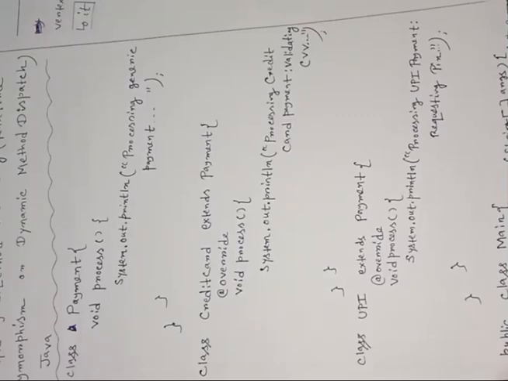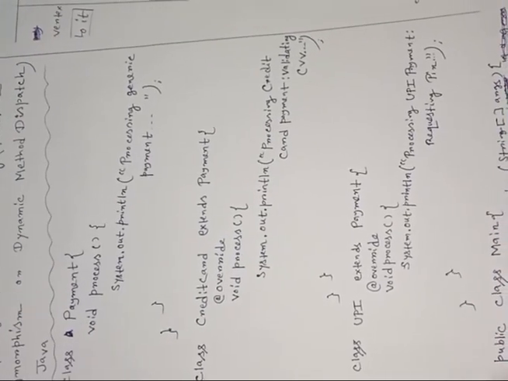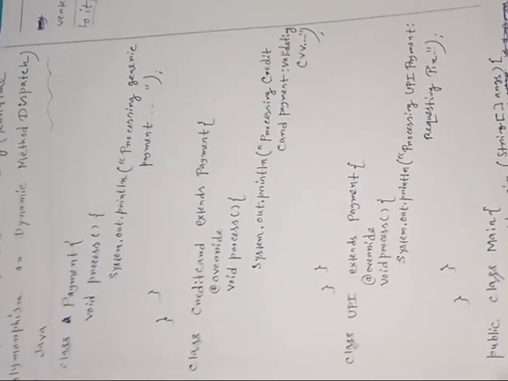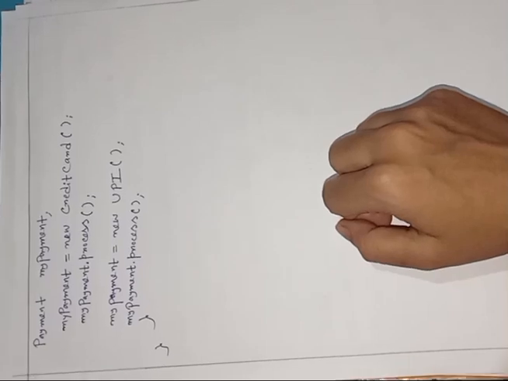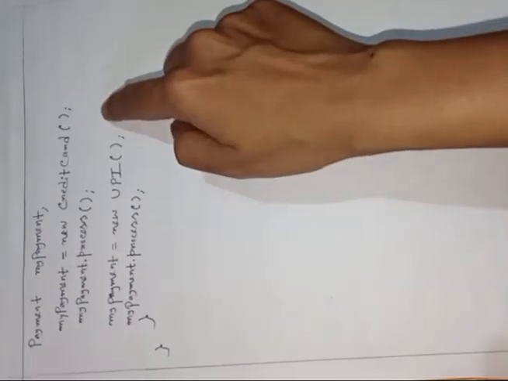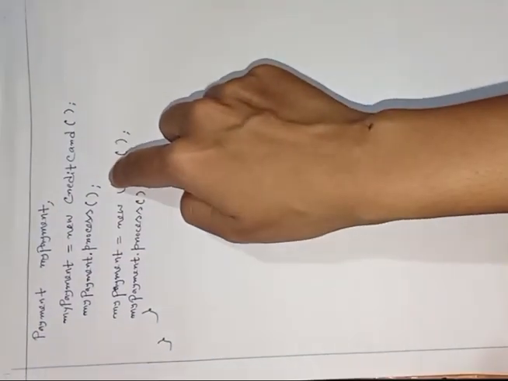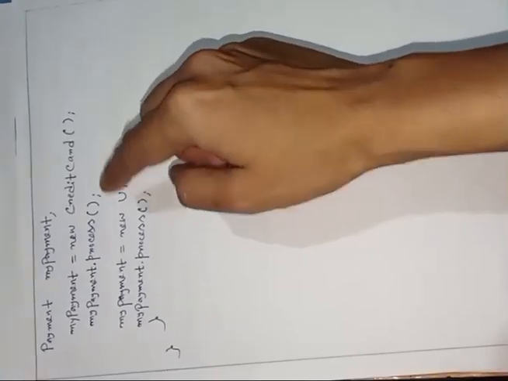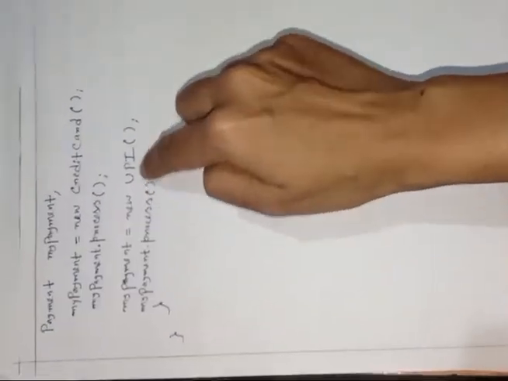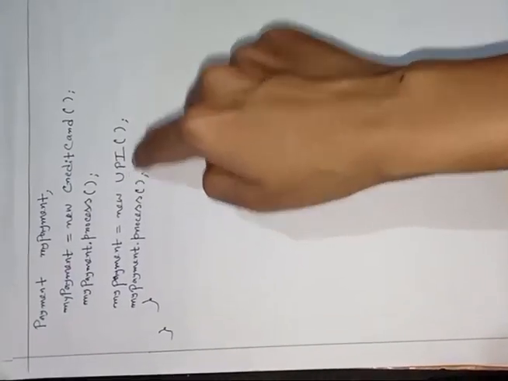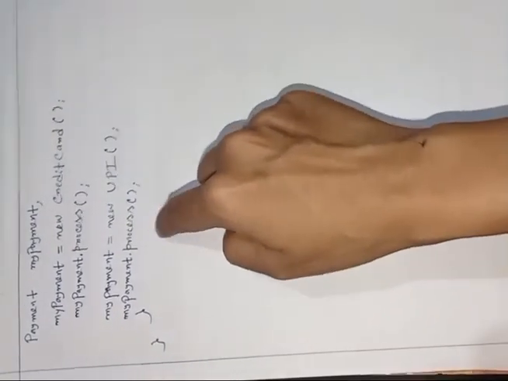Now our main class, public class Main, public static void main, String args. This is our main class. Now Payment myPayment. Now creating objects of two child classes. First is myPayment equal to new CreditCard, myPayment dot process. So this is one object creation of the CreditCard class. Next is myPayment equal to new UPI, which is creating an object from the second child class, which is UPI payment, myPayment dot process.